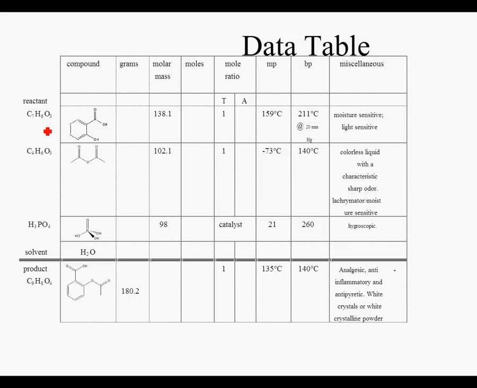So you had salicylic acid. This is its molecular formula. You had acetic anhydride, which is your molecular formula. The phosphoric acid was just a catalyst.